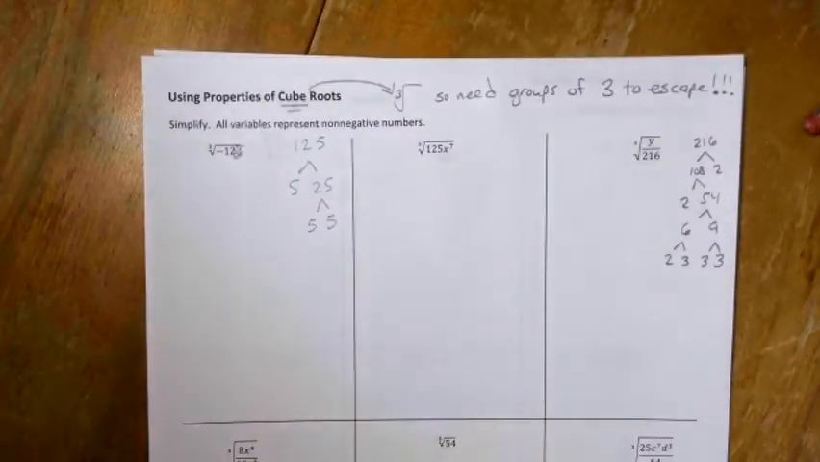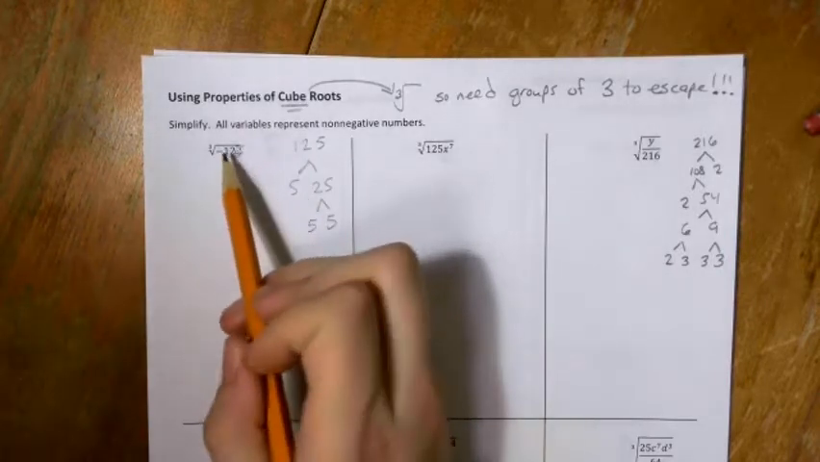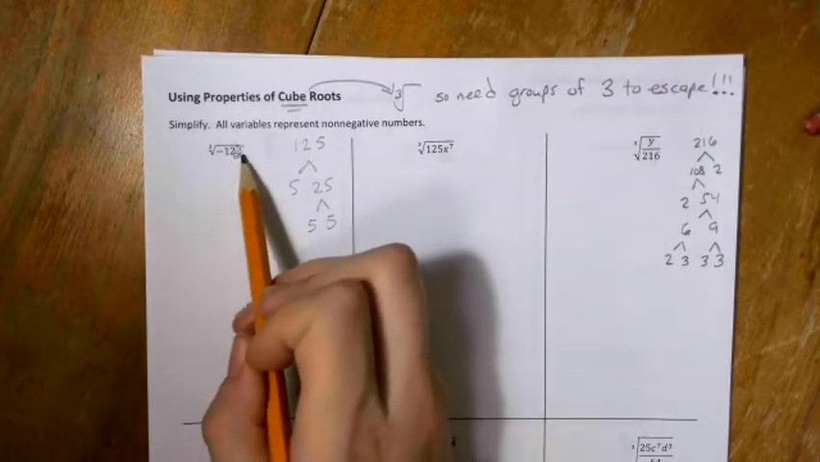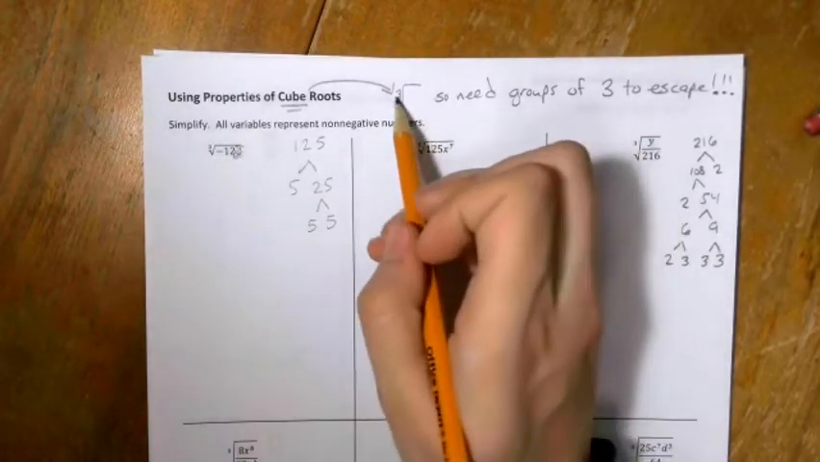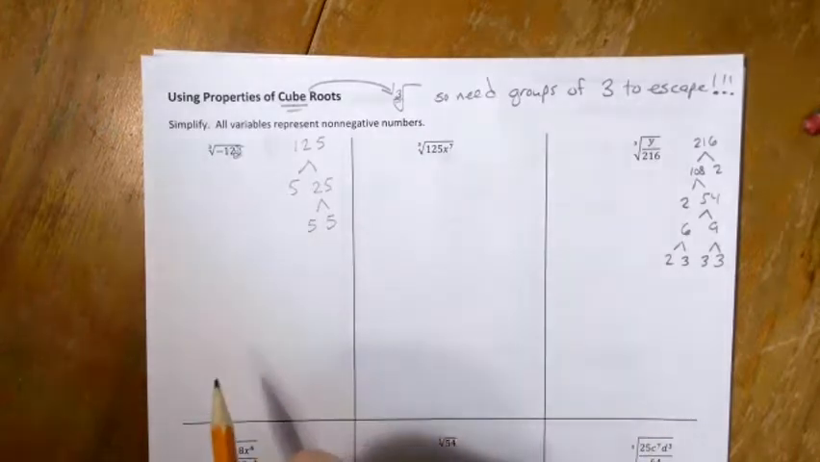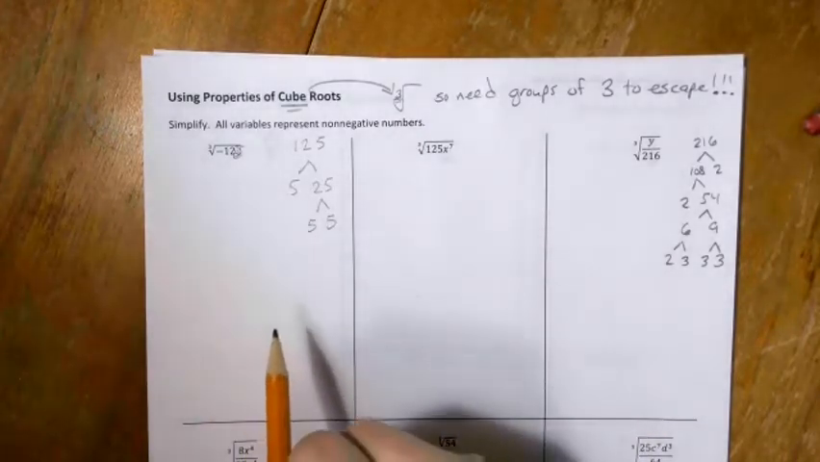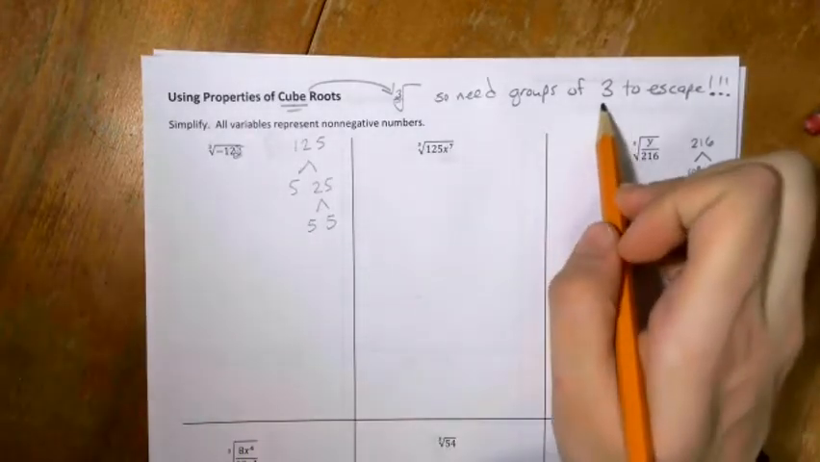All right, we're looking at cube roots now. Cube roots. There's a typo with this first one. It should say negative 125, the cube root of a negative 125. Remember, with cube roots, that means our gatekeeper is a 3 now. Not 2, but 3. So in order to escape, we have to have groups of 3.